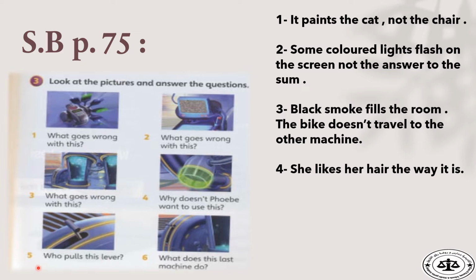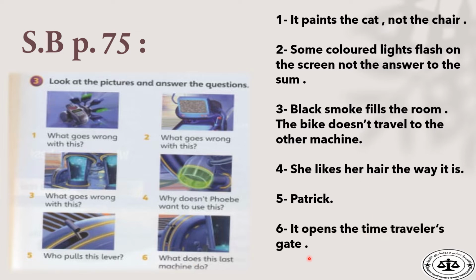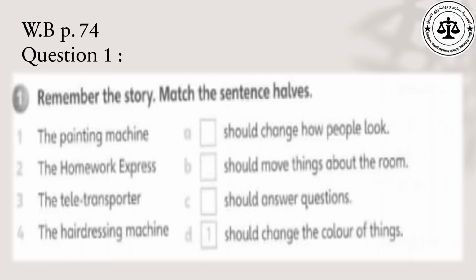Number 5. Who pulls this lever? Who pulls it down? Excellent, Patrick. And the last picture, what does this last machine do? Okay, it opens the time traveler's gate. Thank you. Okay, go to your workbook on page 74 to do exercise number 1.